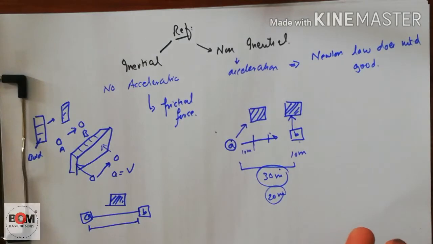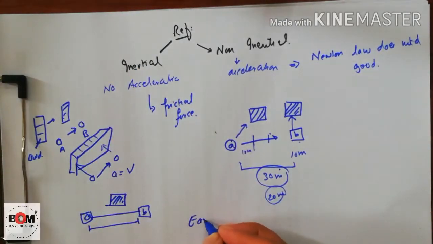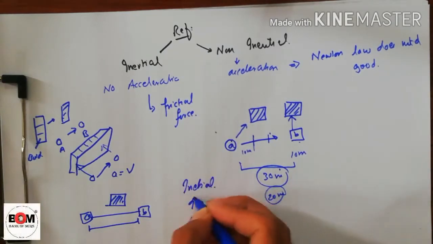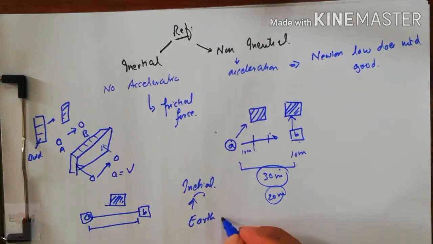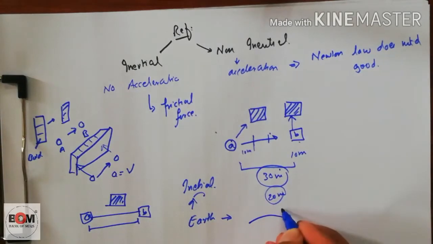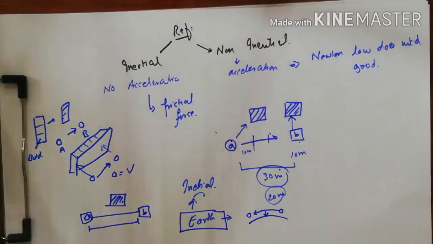For many purposes, the earth surface is considered as inertial. Inertial means that it is not moving, that it is at rest. But earth is moving, it is rotating around its own axis and moving around the sun. But if we consider the surface of the earth, we can say that we are moving and the earth is not moving. We consider the earth is inertial, although it is not. So Newton law holds good on earth surface.